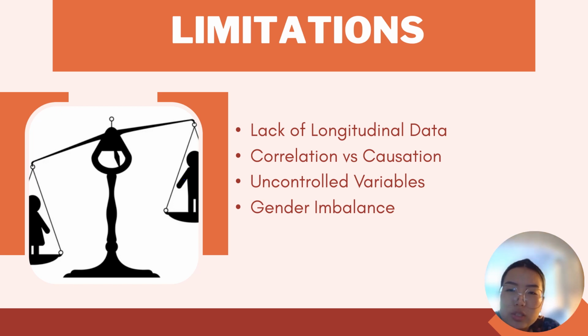Uncontrolled variables. This study does not seem to account for any other variables that could influence academic performance, such as socioeconomic status, maybe previous academic performance or teaching quality, and gender distribution. That seems to be a bit skewed, with more females than males. This imbalance could affect the generalization of the research.